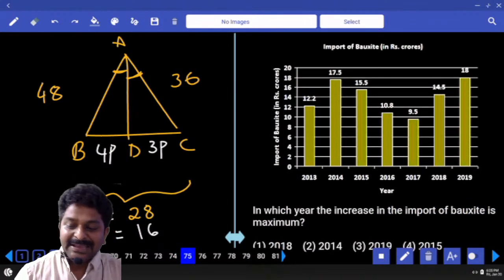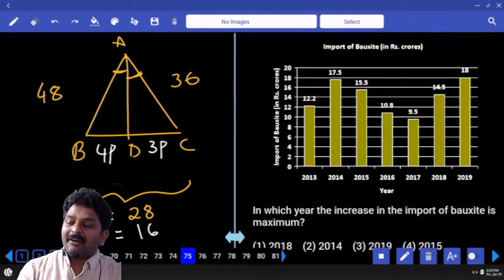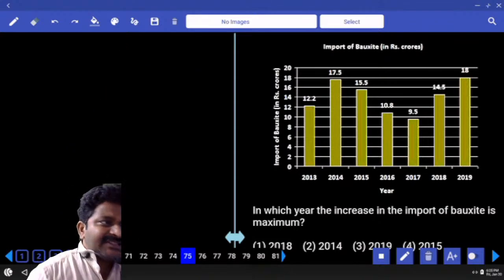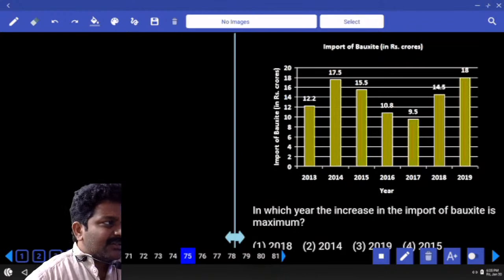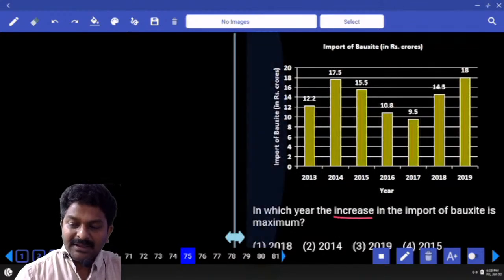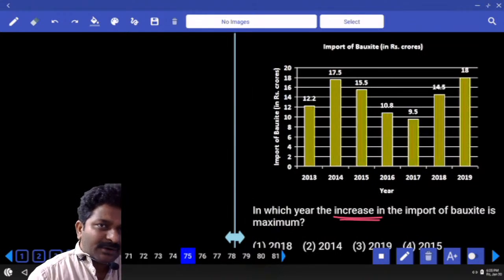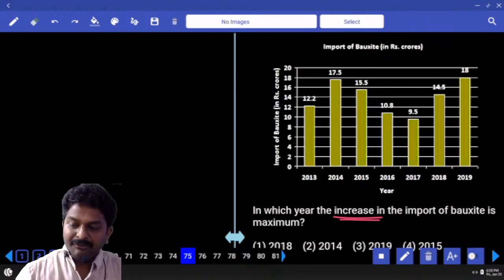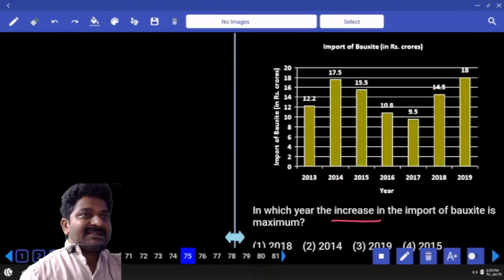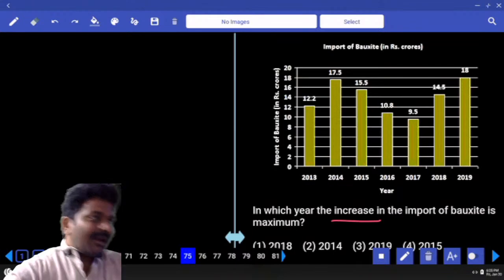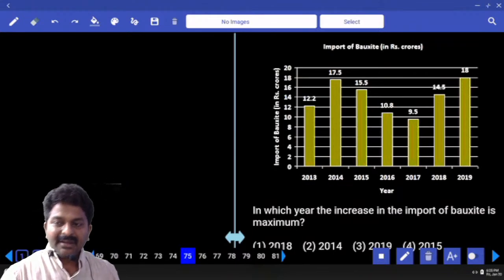In which year the increase in the export of bauxite is maximum? Is this just difference or percentage? Increase or decrease, is it difference? More, less, whatever it is, it is about difference. Which year the increase in the import of bauxite is maximum? Are they talking about just number or percentage? That's my question. Direct difference only? I need not discuss? Yes. Wherever increase is there.